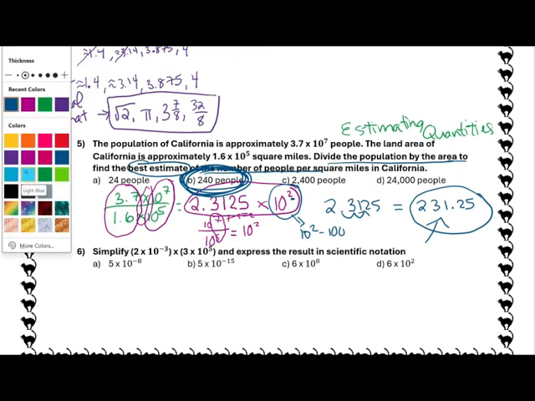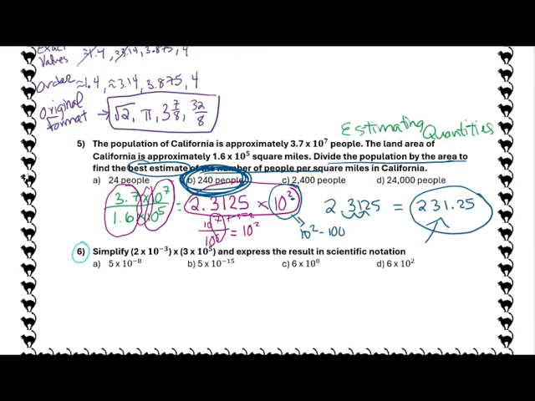Number 6. Number 6 is also similar to estimating quantities in the way that we taught it. So it says simplify 2 times 10 to the negative 3rd times 3 times 10 to the 5th and express the result in scientific notation. So that kind of implies that our answer may not be in scientific notation. So in the end, we're going to have to put it back into scientific notation.